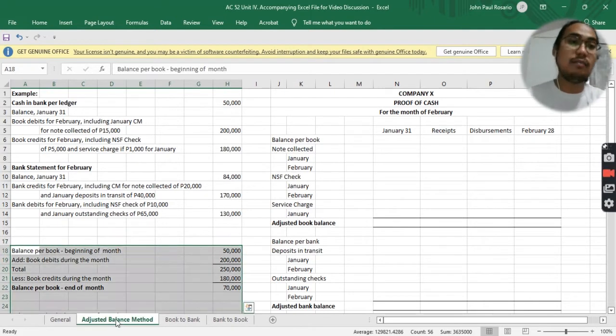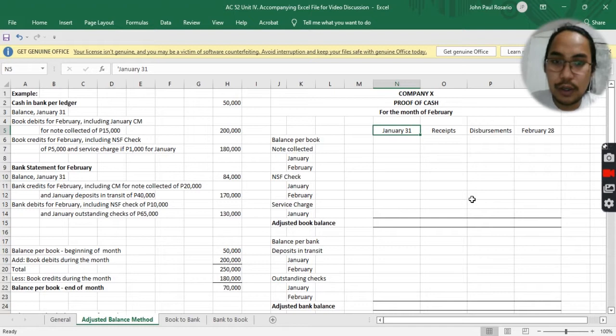Okay. So first is the adjusted balance method. In this adjusted balance method, we're trying to reconcile the balances per book towards the adjusted book balance, or the should-be balance that you see in your book, and then the balance per bank towards the adjusted book balance. So kung pila gid ang iyang adjusted balance na, because the balances per book sa ledger and the balances per bank sa bank statement are again unadjusted balances.